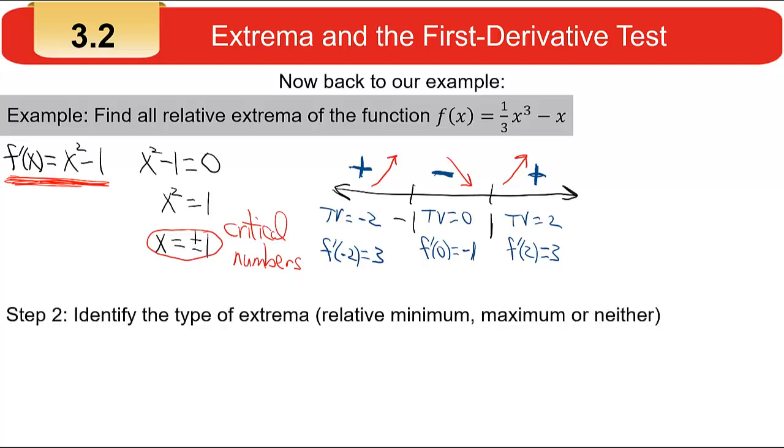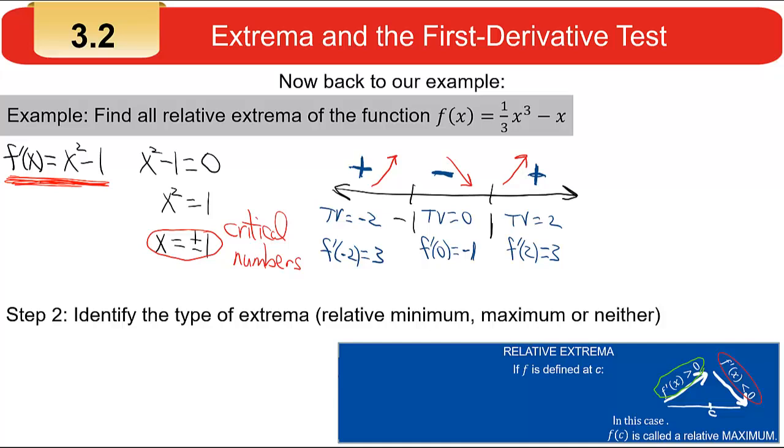Now you've got to figure out what type of extrema you have. As I said, it can be maxes or mins, and it's possible for a critical number to represent neither. How do you tell? Well, let's just start off with the maximum. The behavior around a critical number that's a maximum is the function is increasing to the left and decreasing to the right, as is pictured here.